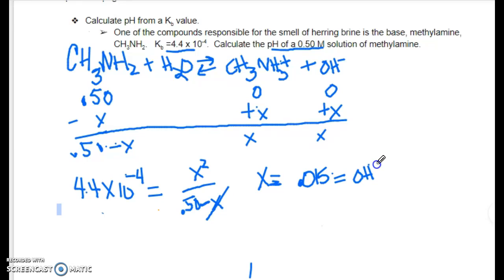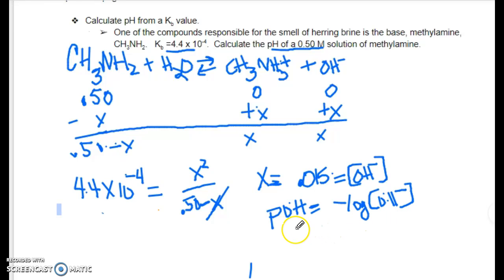So I need to find pH, so remember pOH is equal to the negative log of your OH concentration. So the negative log of 0.015 is equal to 1.83.